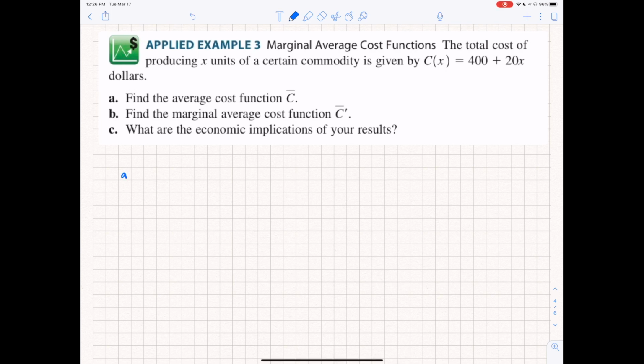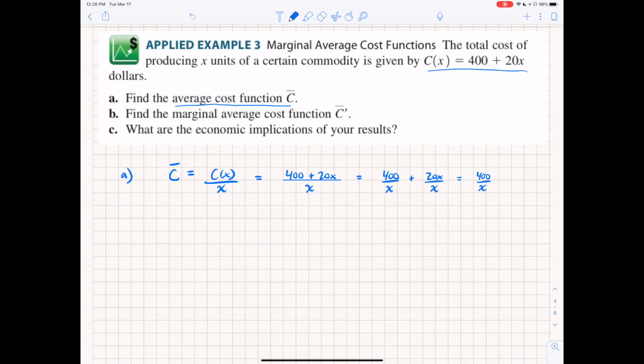All right, so for A, I want to find the average cost function. Now, based on the definition we had a second ago, C bar is my cost function divided by X, the amount that we're producing. So for this problem, my function is pretty straightforward. It's 400 plus 20X, and then I'm going to divide this by X. And then I'm actually going to go ahead and simplify this by taking each piece in the numerator and dividing it by that X, just reducing and simplifying it.